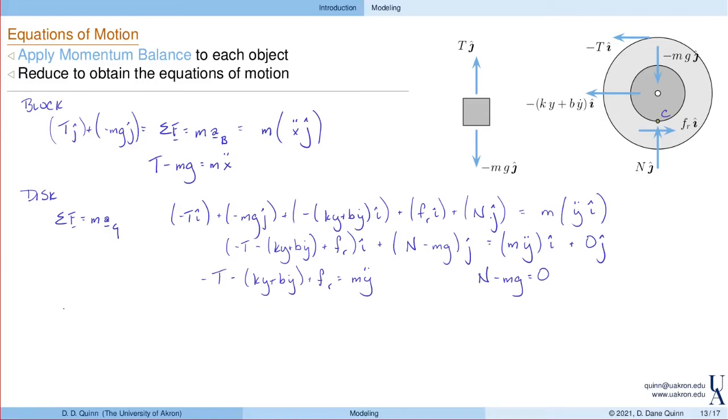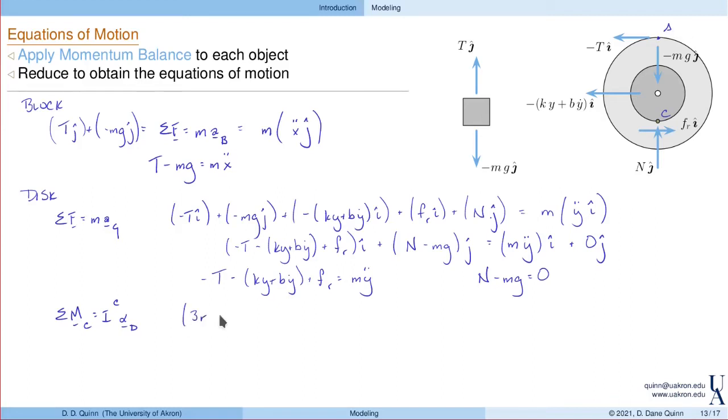So let's do that. The sum of the moments about point C is the moment of inertia about point C times the angular acceleration of the disk. Let's go and calculate these moments. Again, moments are r cross F. So let's look at the tension first. r here, let's go from C to A.